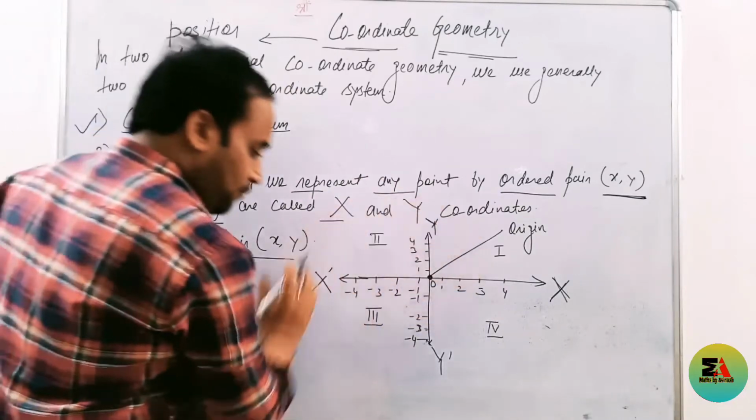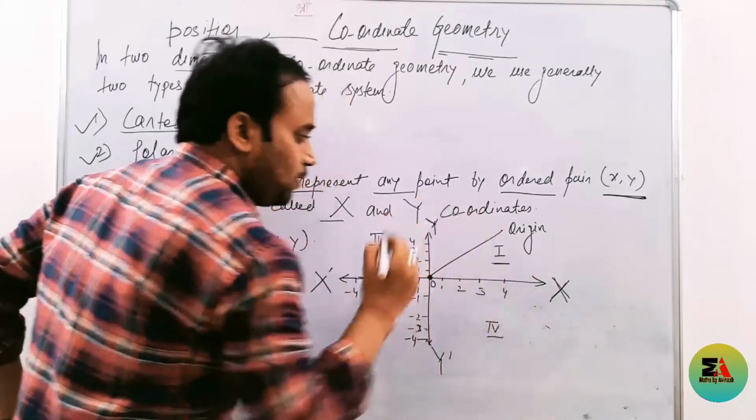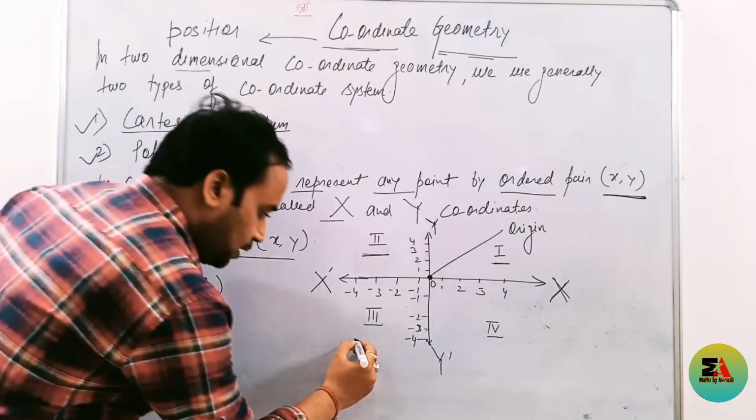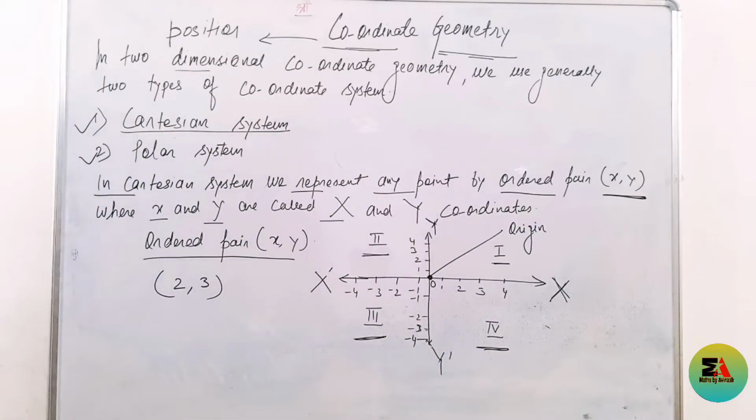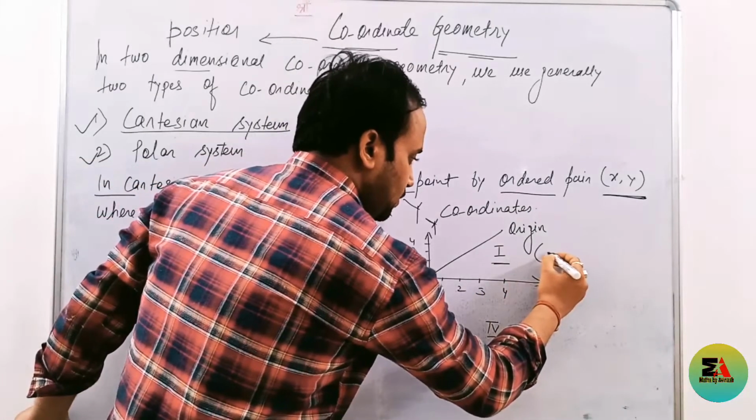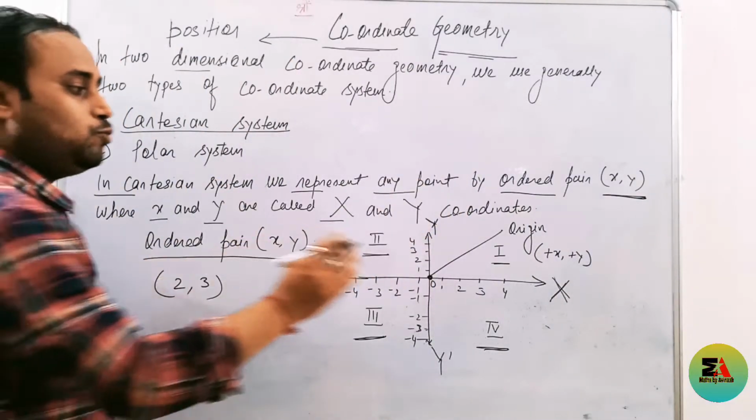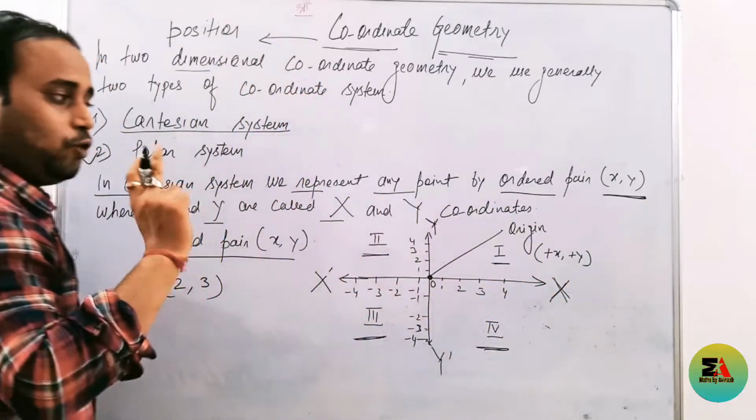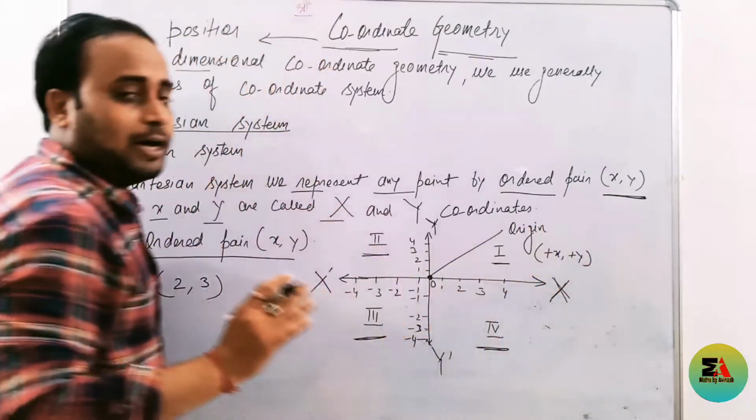Now if you see, we divide the whole system into 4 parts. This part is known as the first quadrant, this part is known as the second quadrant, this third part is known as the third quadrant, and this one is the fourth quadrant. What is the basic meaning of quadrant? In the first quadrant, the value of x and the value of y are both positive. Whatever value you have to plot in the first quadrant, both values of x and y are positive. Always remember, in the first quadrant the values of x and y in the ordered pair are both positive.